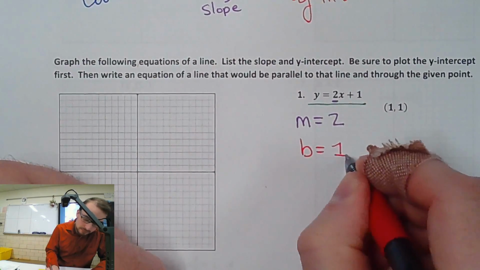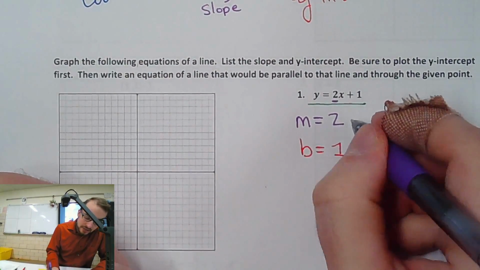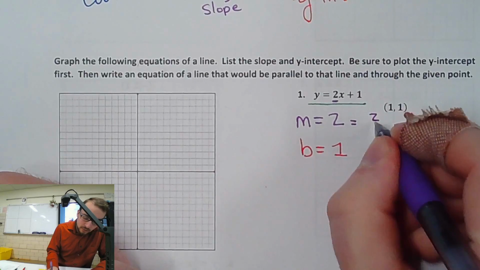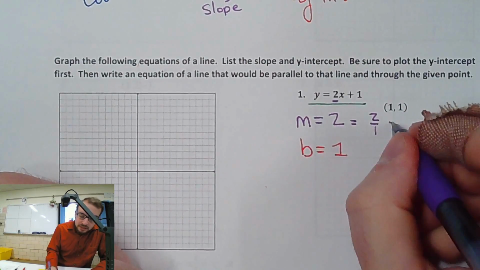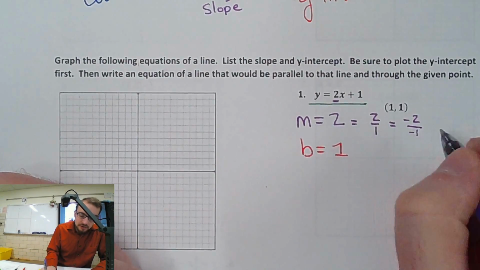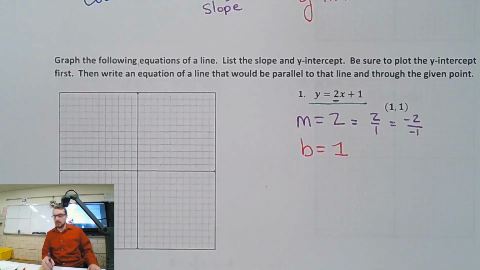And our Y-intercept is what? 1. Now notice that 2 can be written as 2 over 1 as well, right? It can also be written as negative 2 over negative 1. These are all the same slope. Just a different way of looking at it.